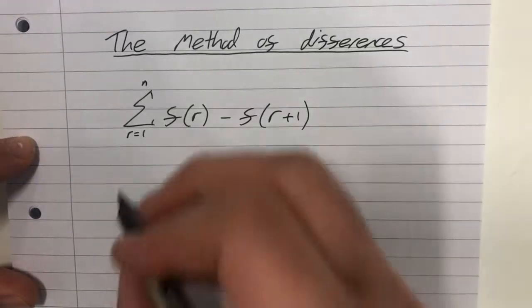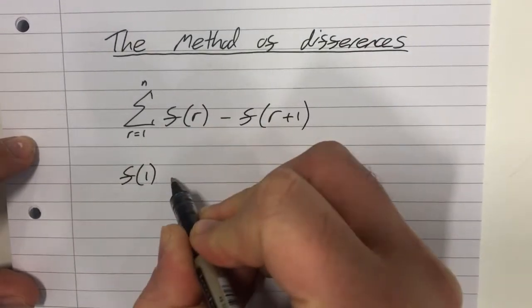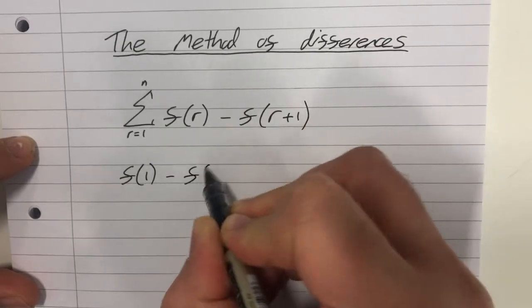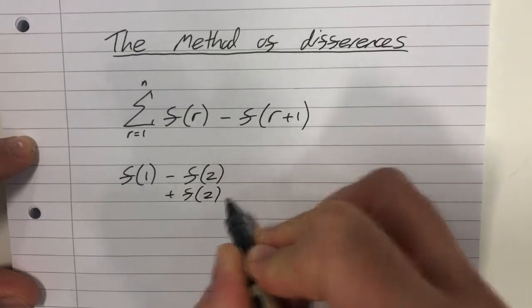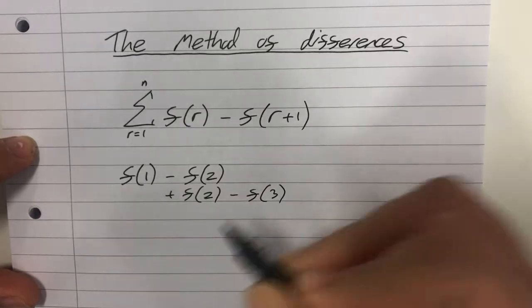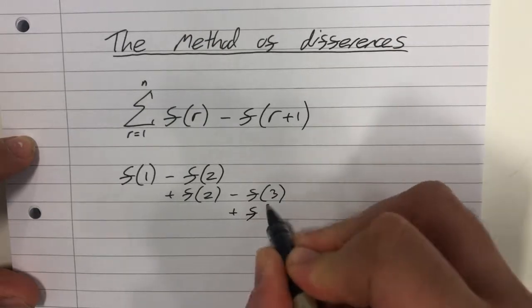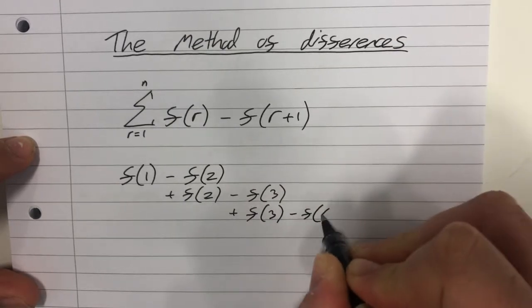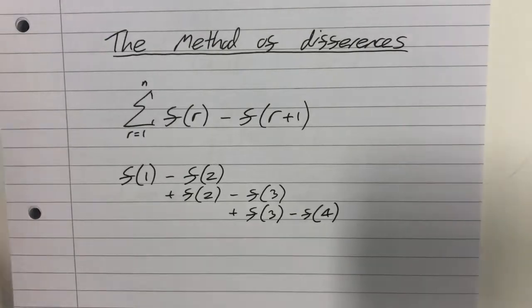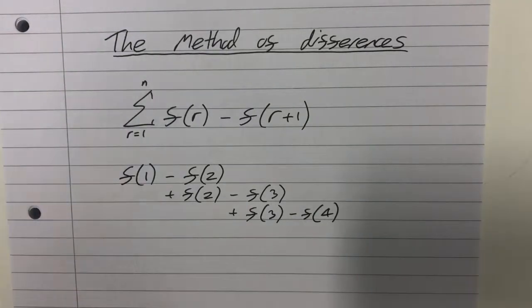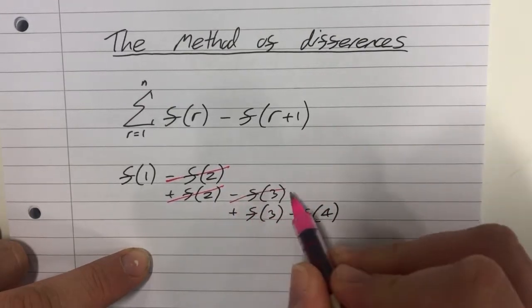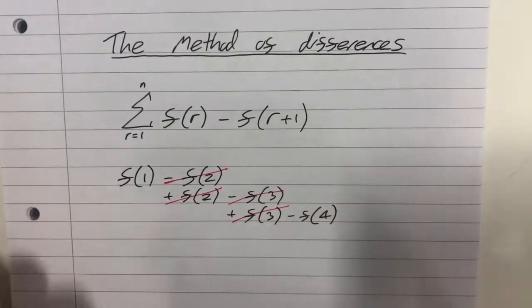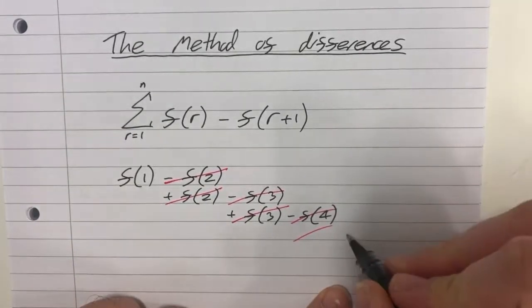Well, what happens is when you plug in r is 1, you'll get f of 1 minus f of 2. When you plug in r is 2, you'll get plus f of 2 minus f of 3. When you plug in r is 3, you'll get plus f of 3 minus f of 4. And what you're getting is that terms cancel as you go along. The minus f of 2 from the first cancels with the f of 2 from the second. The minus f of 3 from the second cancels with the plus f of 3 from the third, and so on. And you can carry on the pattern.